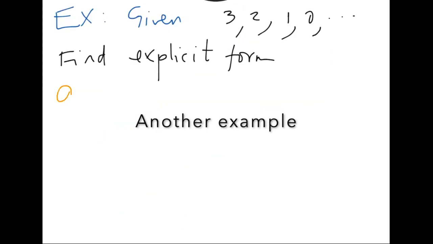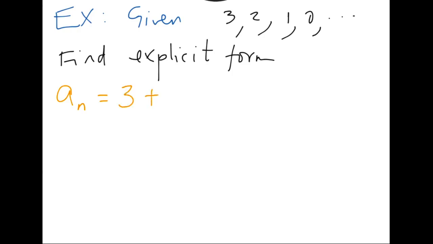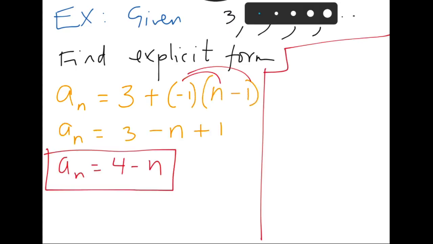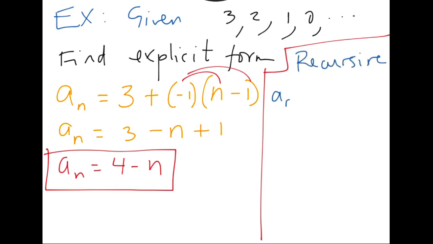That would be a_n is equal to a1, which is 3, plus d, where I can see that the common difference is negative 1, times (n minus 1). Now let's simplify that. Whereas for the recursive, I will say a_n is equal to a_(n-1) plus d. Well, in this case d is negative 1, so I will do minus 1, and then a1 is equal to 3. This is the form. Okay.